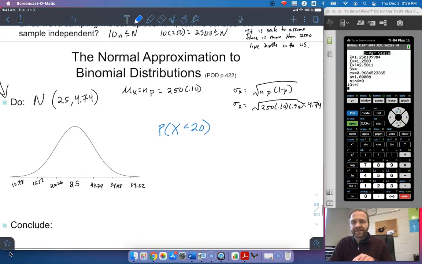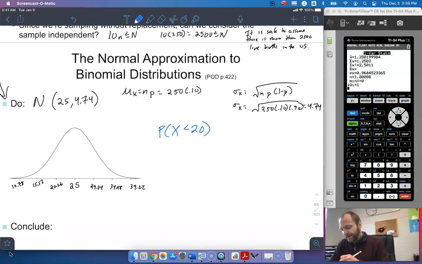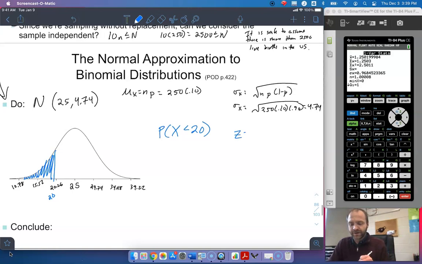Alright, so I'm going to find my z-score. So 20 would be about right here. So there's where 20 is. And I want less than. So look at that, I am shading it. I'm good. That z-score looks like it's a little bit less than -1. So let's make sure. Z equals 20 minus 25, so it is negative there, over 4.74. And I get a z-score of -1.05. So I have the probability that my z-score is less than -1.05.